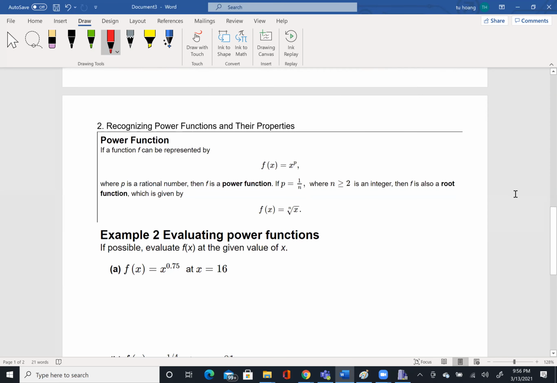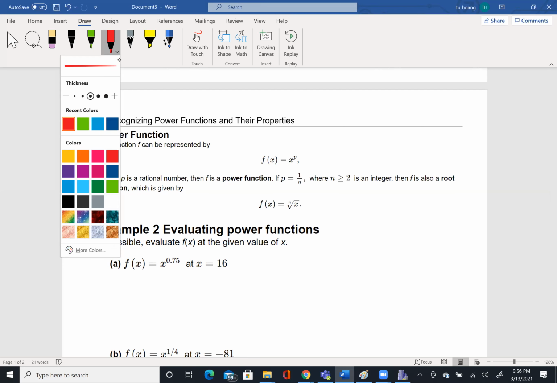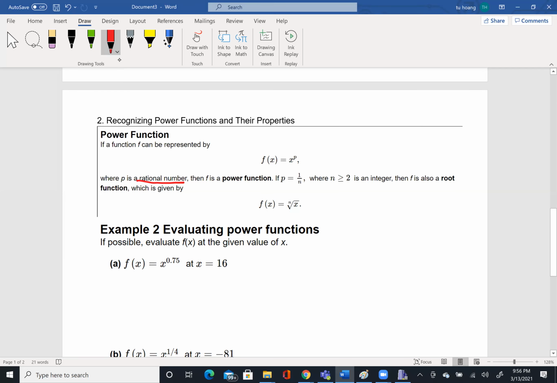Let's move to number 2, where we're gonna recognize power functions and their properties. For the power function, if a function f can be represented by f of x equals x to the power p, and p in here is a rational number, okay? So p in here has to be a rational number. And then f is gonna be a power function.